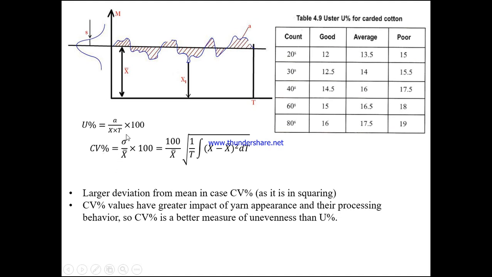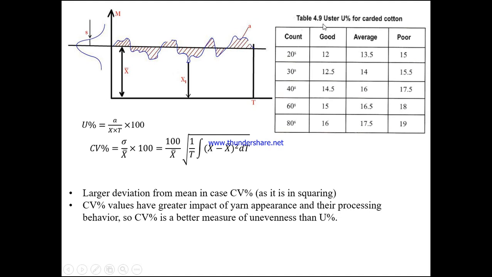The CV percentage will be equal to sigma by X bar, okay, where sigma can be written as the square root of 1 by T, that is the length, integral of (x minus x bar) whole square dt. So x minus x bar is the deviation. When we are taking the integration, that is the total deviation, and when we are dividing by T, that will be the mean deviation. So this is the formula of CV percentage. By using this formula you can calculate the CV percentage from this graph.